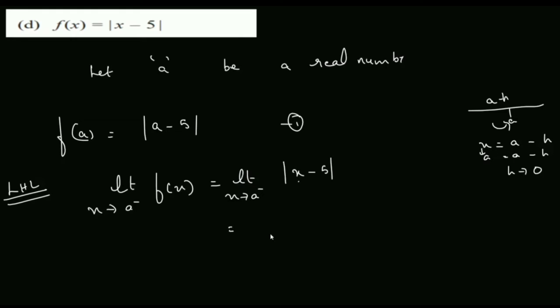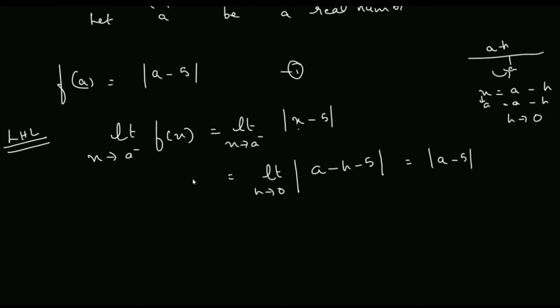So this will become limit h tends to 0 of modulus of a minus h minus 5, substituting x as a minus h. Put h is equal to 0. You get modulus of a minus 5. So that is the left hand limit.